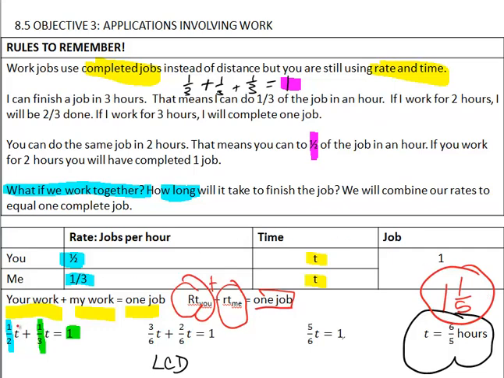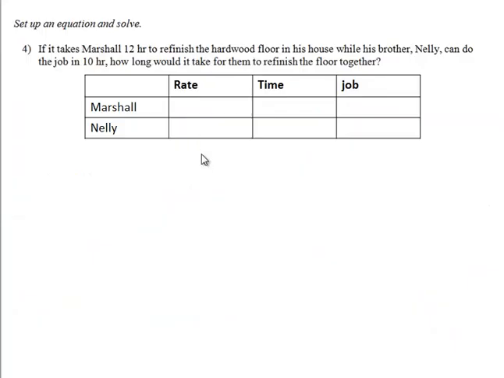Again, they want us to solve for time, so that's our variable. Your work plus my work makes a whole job, and then we report as a mixed number, which is how we think about time. Let's try another problem, the one that's actually on your sheet. In this question, we go into it knowing that it's a work problem, so we don't have to make any big decisions that way, but let's read it. If it takes Marshall 12 hours to refinish the hardwood floor in his house while his brother Nellie can do the job in 10 hours, how long would it take for them to refinish the floor together?